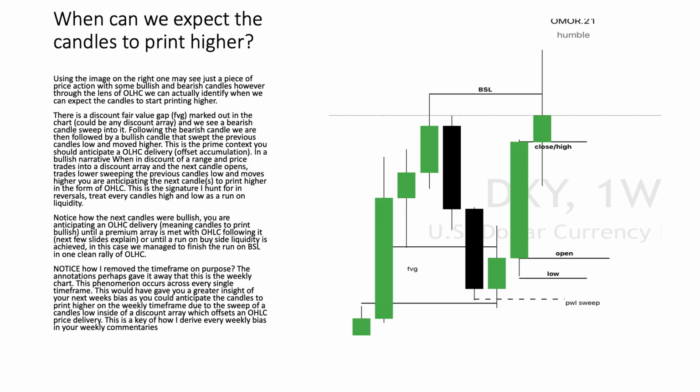So when can we expect the candles to print higher? Using the image on the right, one may see just a piece of price action with some bullish and bearish candles at highs and lows, whatever it is, right? However, through the lens of open, low, high, close, we can actually identify when we can expect the candles to start printing higher.